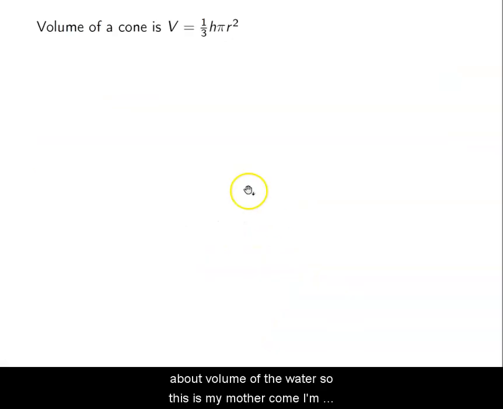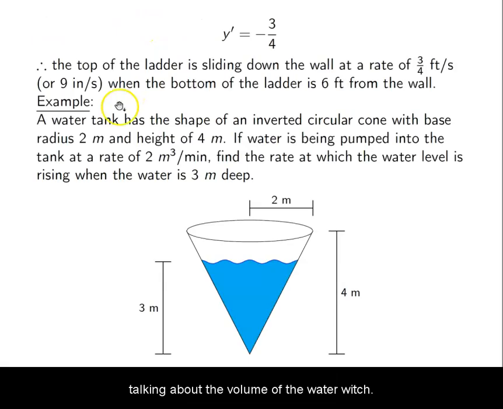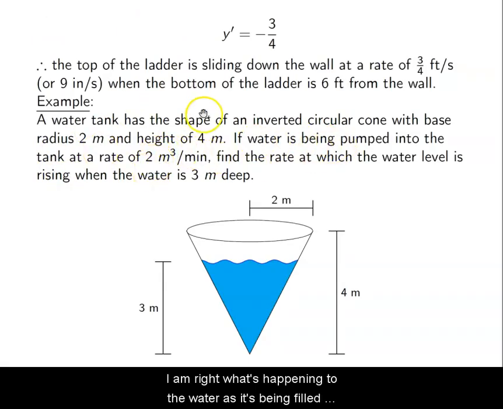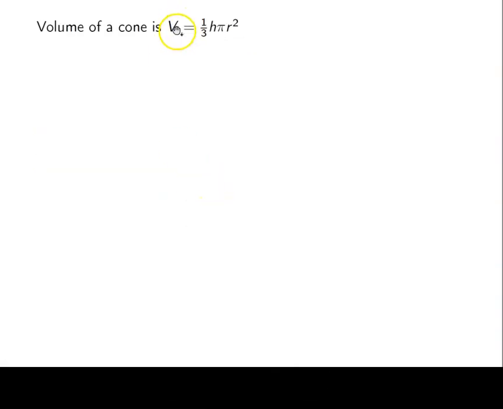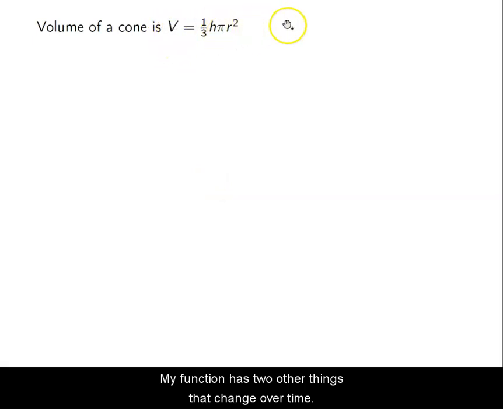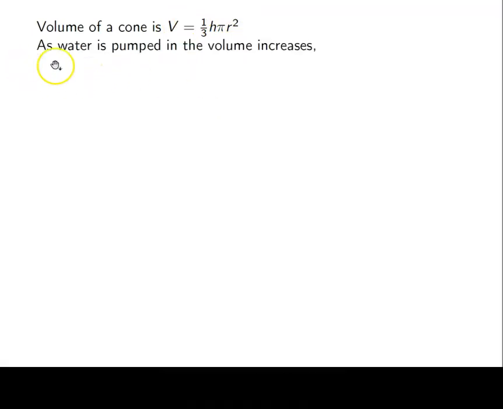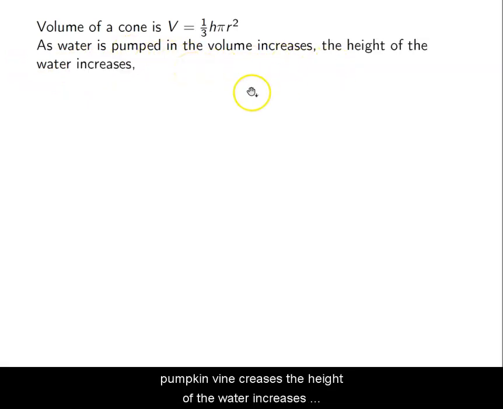So if I'm talking about volume of the water, so this is volume of a cone. If I'm talking about the volume of the water, which I am, right? What's happening to the water as it's being filled and it's at this point in time, my function v here has two other things that change over time. The volume does, the height of the water does, and the radius in which the water sits inside the cone does. Okay, so as water is pumped in, the volume increases, the height of the water increases, and the radius of the water also increases.